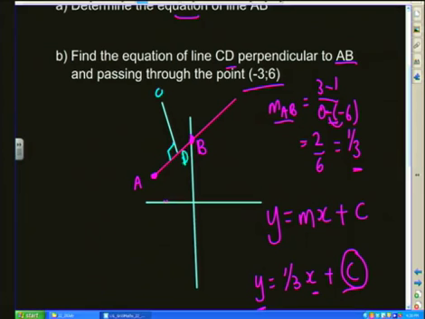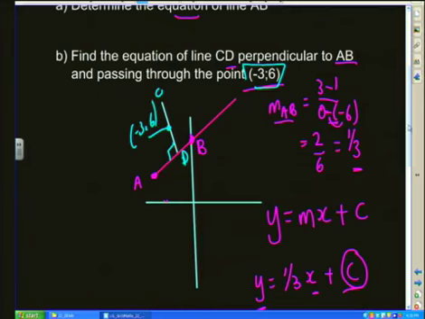Okay, they give us a point. They give us that this line is passing through, x is minus 3 and y is 6. So let's just say that's somewhere there. That's a point on the line. That's minus 3, 6. They want us to find the equation of CD.